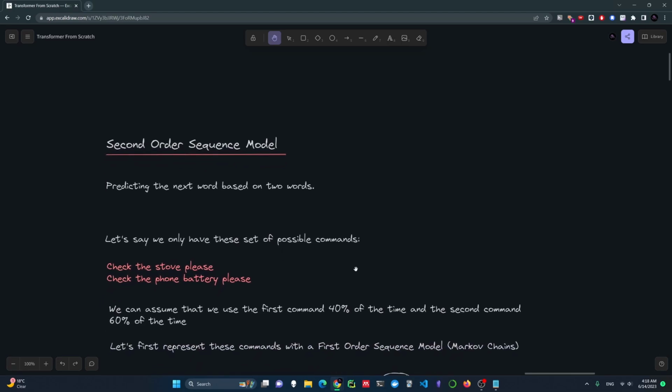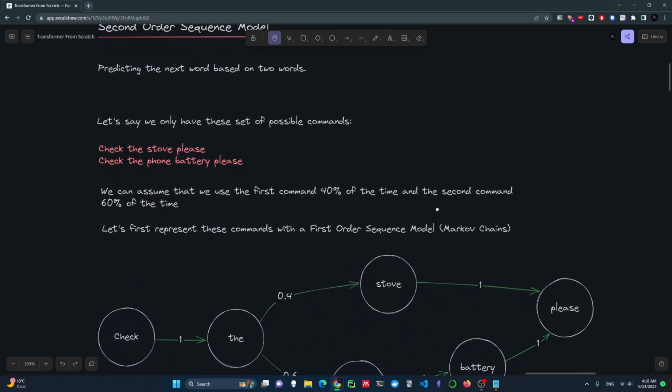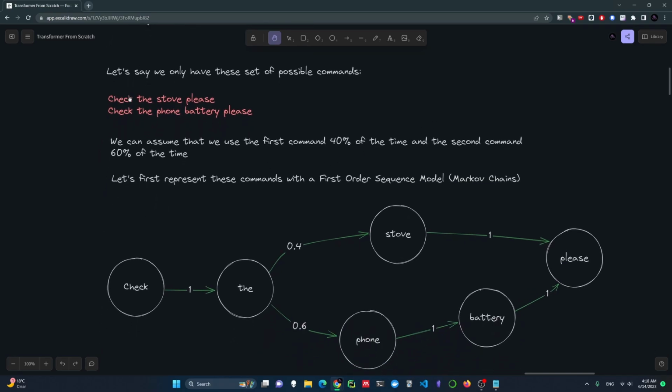We can first represent these commands with a first order sequence model or first order Markov chain, which we talked about in the previous video. So we can quickly review it. If we were to represent these commands using a first order sequence model, it will look like this, right? The probability of the next word being the after the word check is 1, right? Because in the possible commands, it's always the after the word check. And now, what about the word after the? We have stove and we have phone.